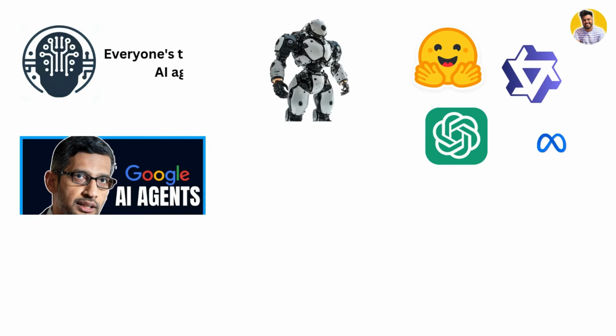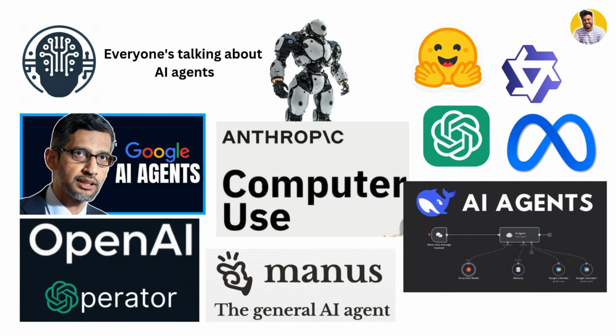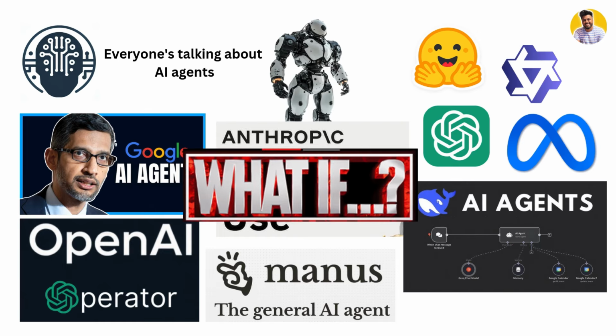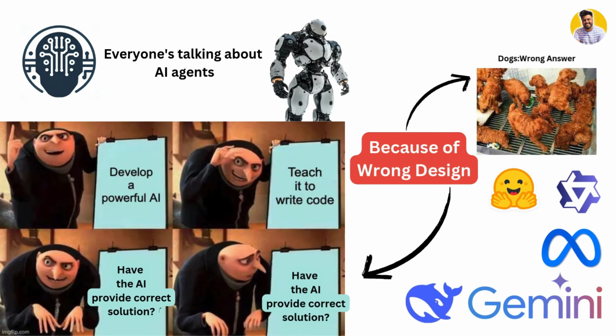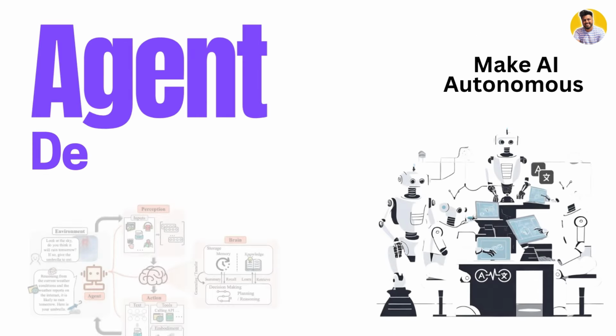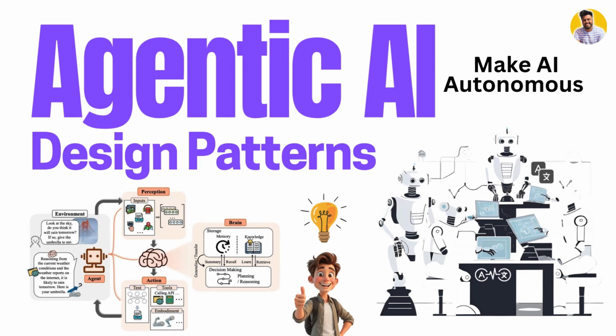Everybody is talking about AI agents using DeepSeek, OpenAI and Google Gemini. But what if I told you most of them are designed wrong? Today, we are breaking down agentic AI design patterns and the secret framework that actually makes AI agents work.